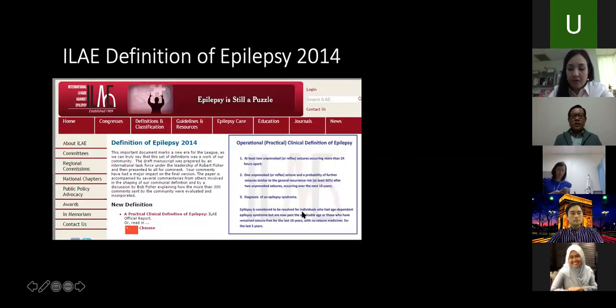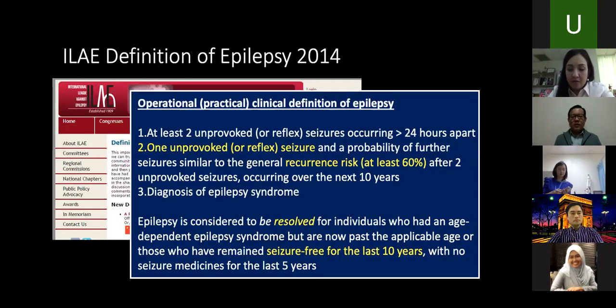Based on the definition in 2014, there is a key statement here, which is a 60% recurrence risk. It means that if you think a patient's chance of developing another seizure is 60% or higher, then you would want to start treatment.